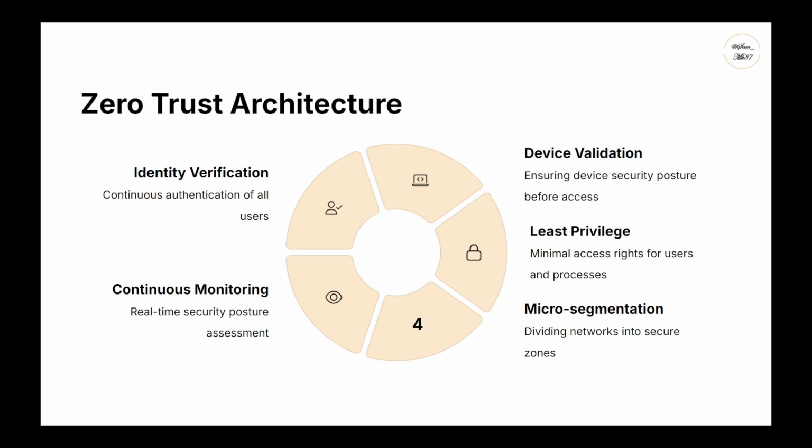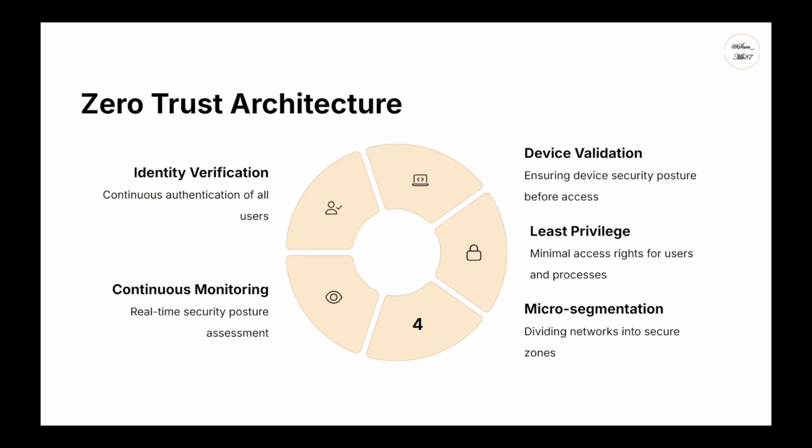The model enforces least privilege, giving users and systems only the minimum access they need to do their jobs. This limits the potential damage if an account or device is compromised. Continuous monitoring plays a critical role here as well. It provides real-time insight into user and device activity, enabling quick detection and response to anomalies.